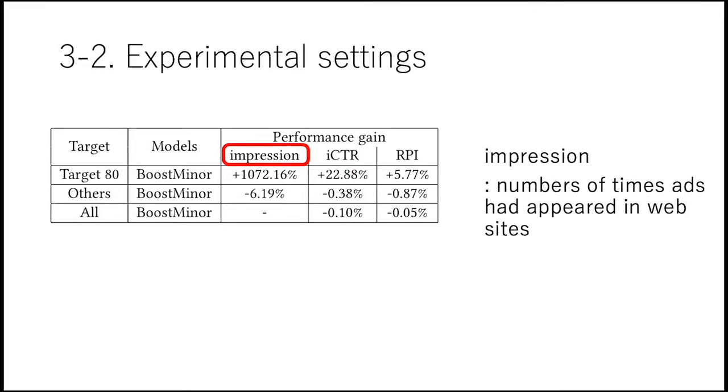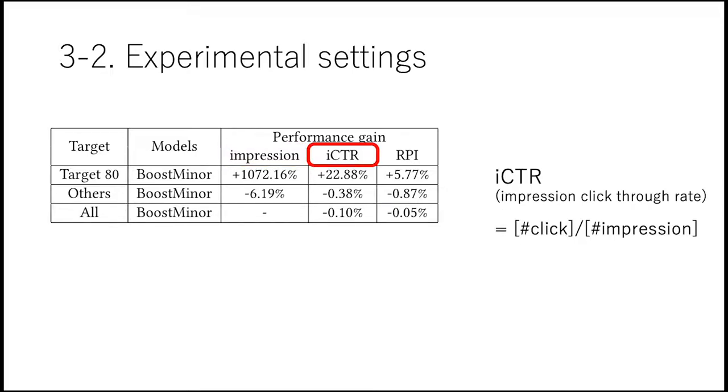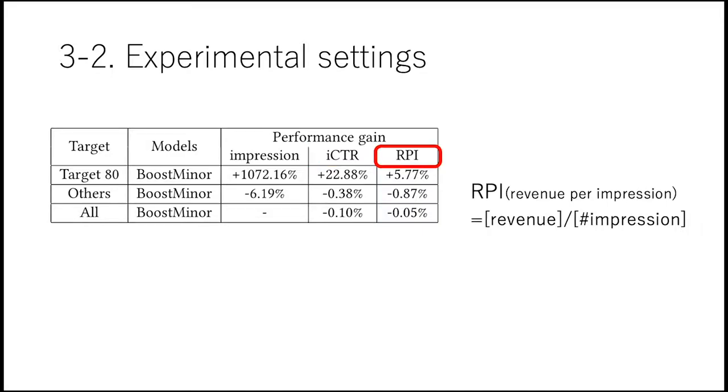And impression is the number of times ads had appeared in website. ICTR stands for impression click-through rate and is calculated by the number of clicks divided by the number of impressions. RPI stands for revenue per impression and is calculated by the revenue divided by the number of impressions.